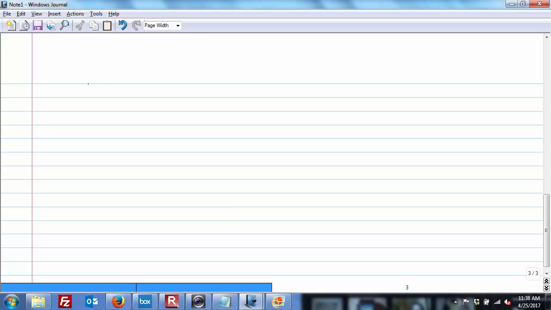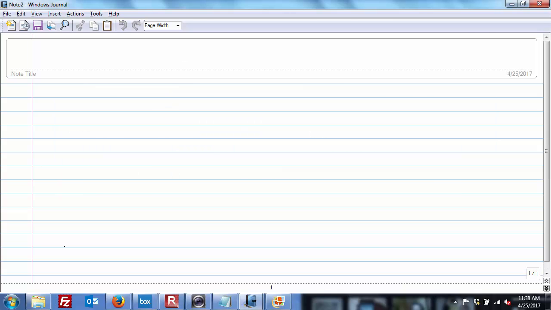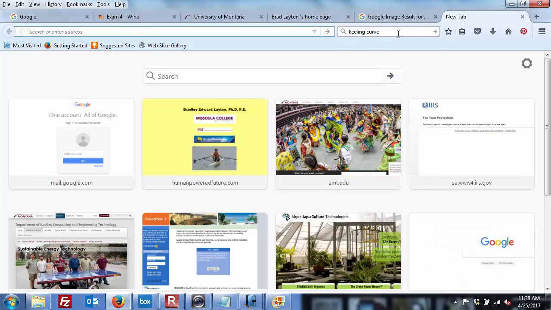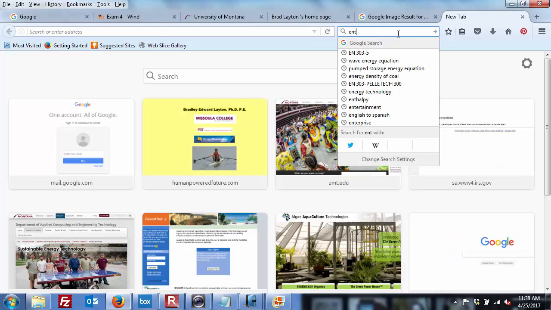Okay, so enthalpy. That's defined in the book. Let's just go out and find a definition for it.